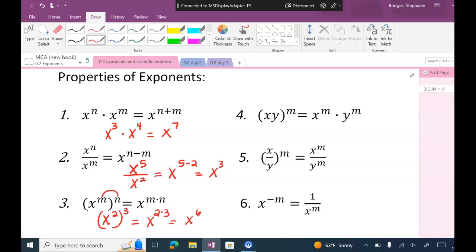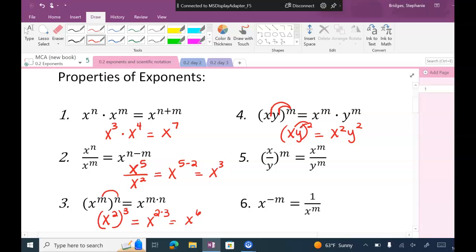And number 4 is very similar to number 3, except this time I have a product of things inside of my parentheses, and then I have an exponent on the outside. And what happens here is that exponent is going to be multiplied by the exponents for each piece inside. For example, this x has a 1 as an exponent, and so does the y. And so what I do is I multiply those exponents, and that gives me x to the m times y to the m. So, for example, if I had xy and I squared it, then that would become x squared, y squared. We would give that exponent to both of those.